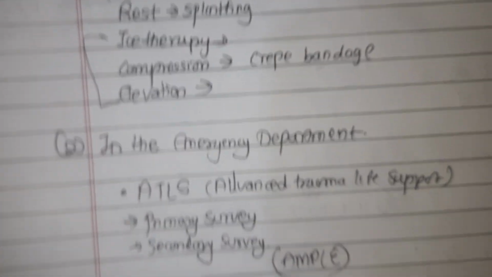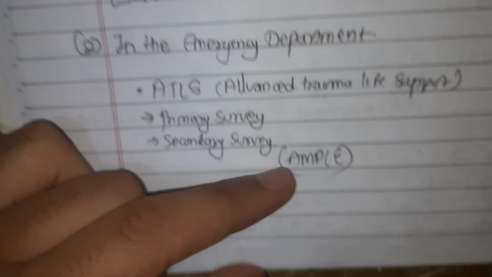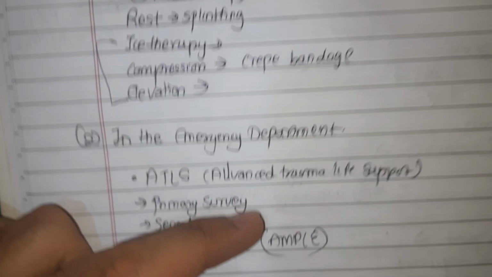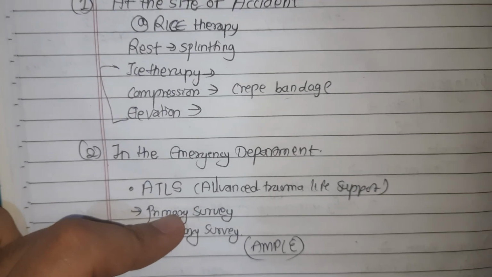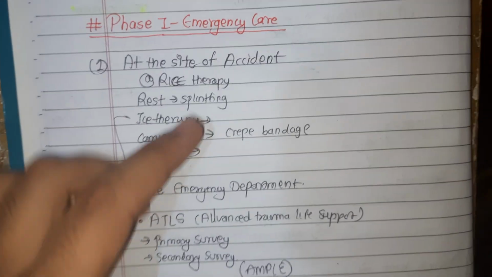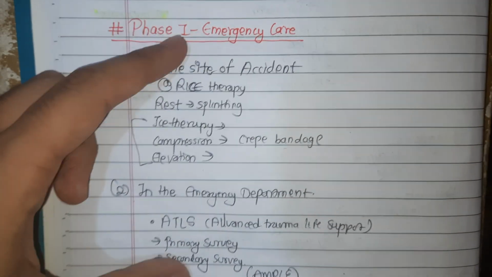Limbs are examined to exclude any injury to nerve and vessel. Analgesic and antibiotic are given as needed, along with radiological evaluation. We will talk about the ATLS principle in detail when we talk about surgery. So for now, this is the first phase of fracture treatment, that is emergency care.